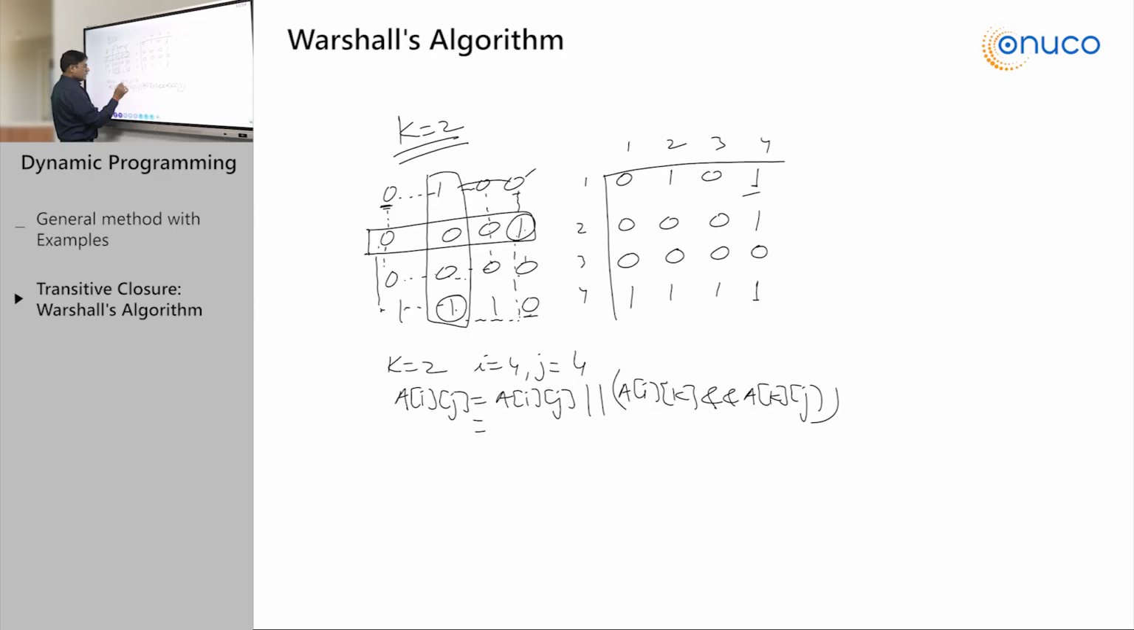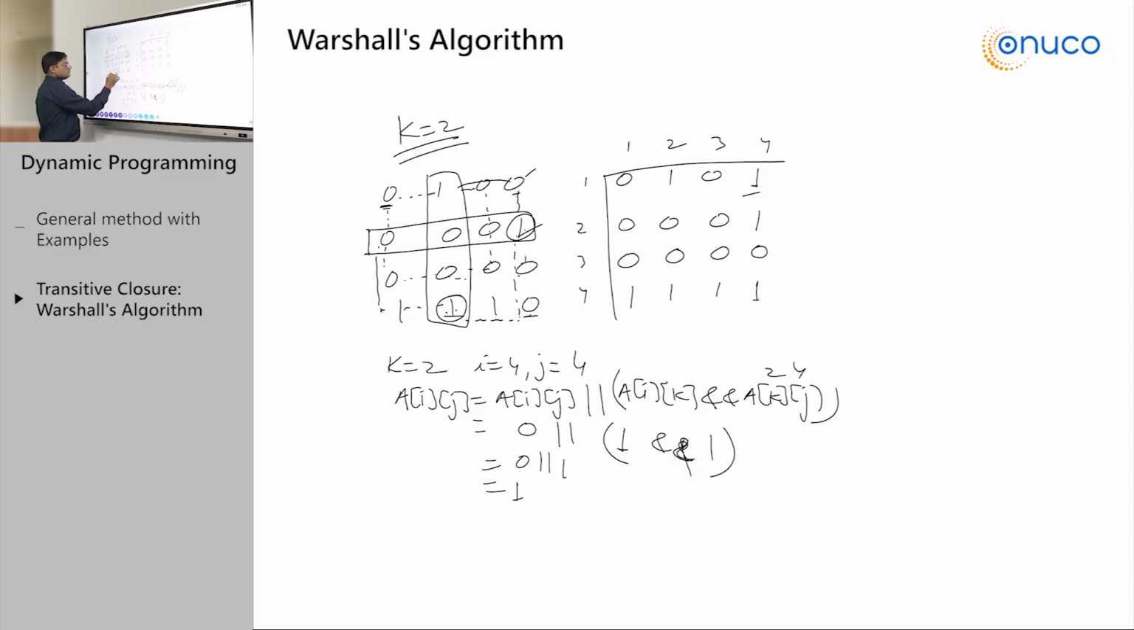So let us see that. What is A of ij? ij is 4 4. What is the initial value of 4 4? It was 0. Or A of ik. i is 4, k is 2, so 4 2. 1, 2, 3, 4, 4 2. What is the value? 1. And A of kj: k is 2, j is 4, so 2 4. Second row, fourth column is 1. Hence, 1 and 1 becomes 1. So, 0 or 1 becomes 1.